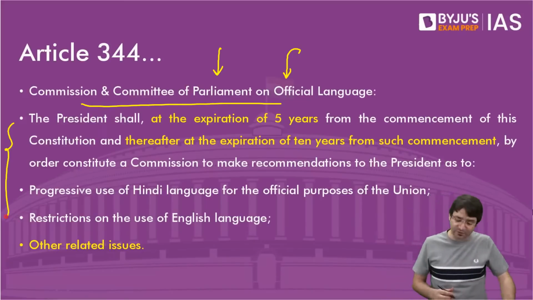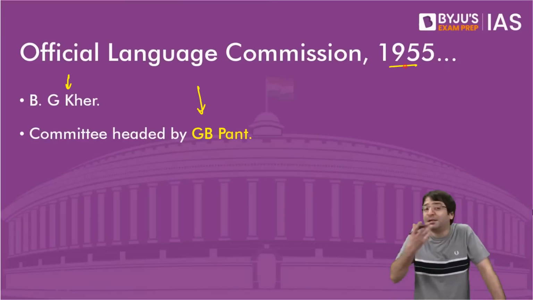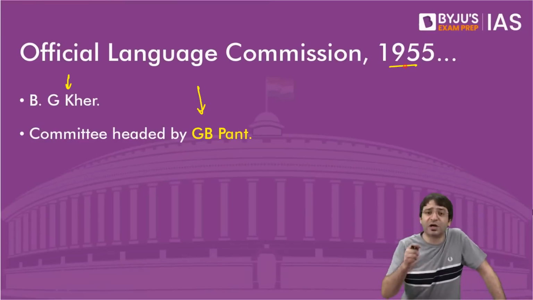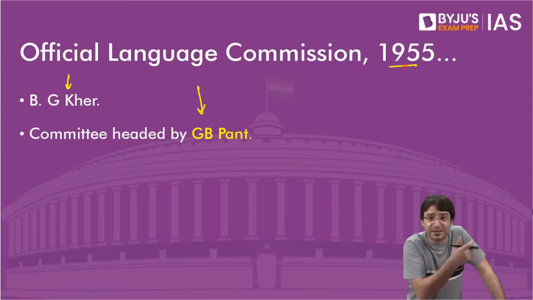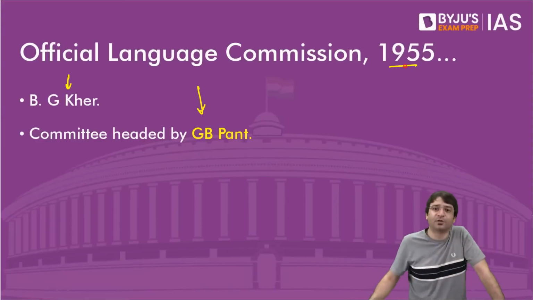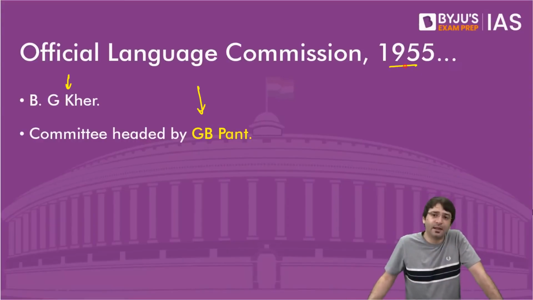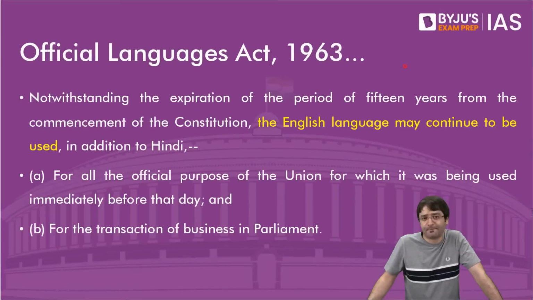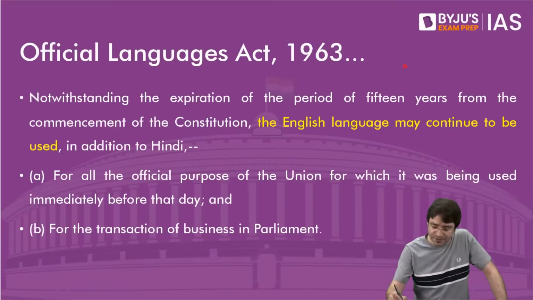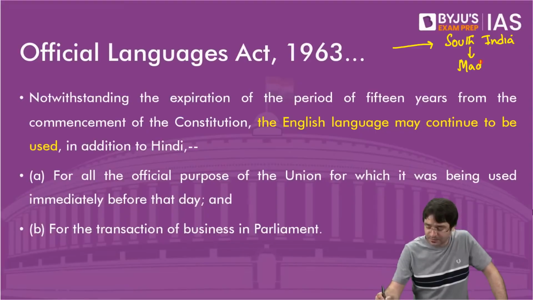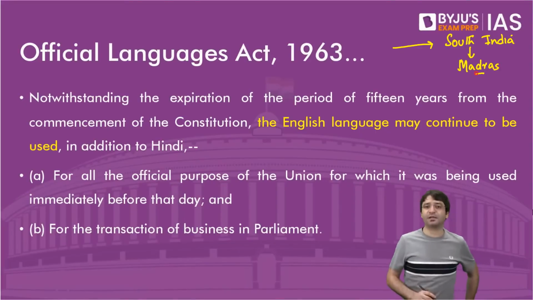This commission was set up in 1955, but a committee which was envisaged in 1960, which should have been set up in 1960, after 10 years of the commencement of the constitution, was not set up. Why? Because we witnessed chaos, confusion, protests, emotional issues. Where? Particularly in South India, and more specifically in Madras, which is today's Tamil Nadu.